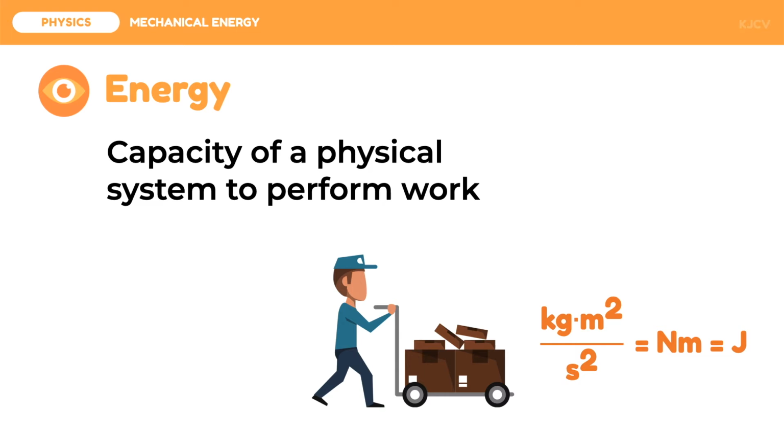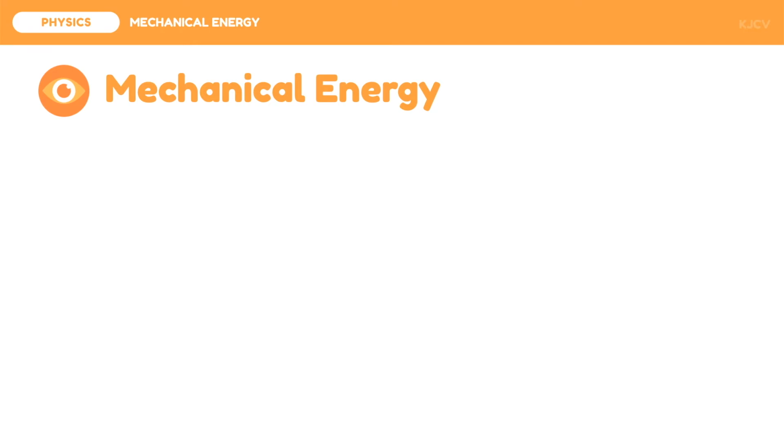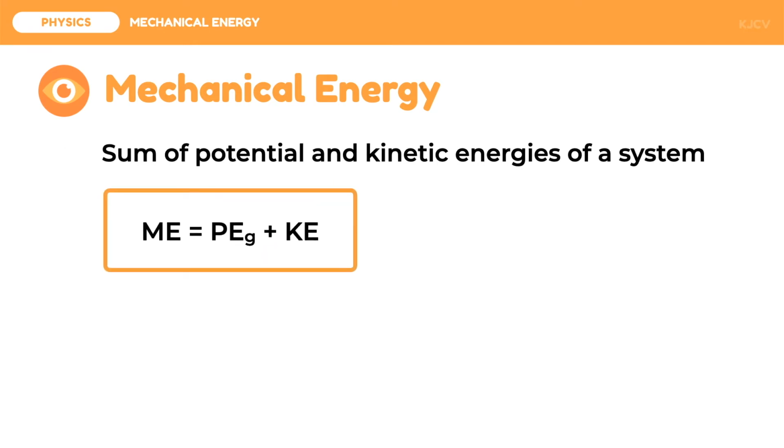For this man to perform physical work, the energy stored in his body in the form of chemical energy, which is obtained from the food that he eats, is changed to mechanical energy and heat energy. Mechanical energy is the sum of the potential and kinetic energies of a system. It is the energy which is based on the object's position and motion. Let us discuss thoroughly the components of mechanical energy.